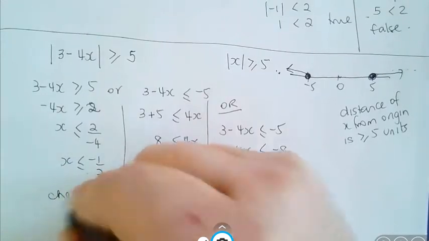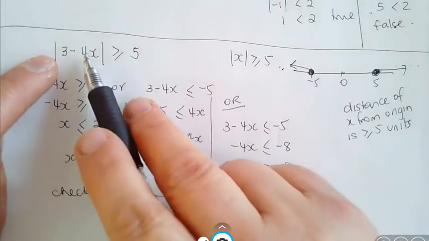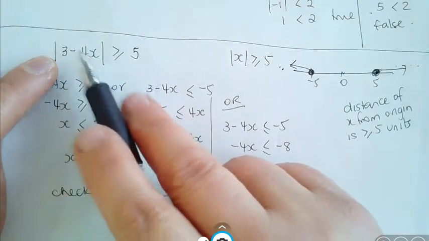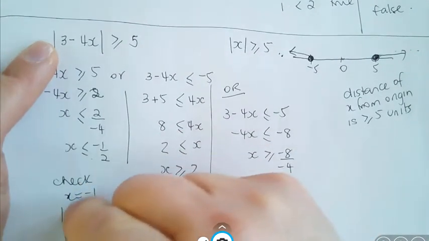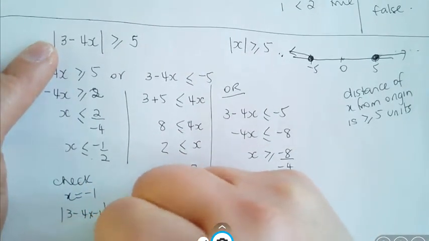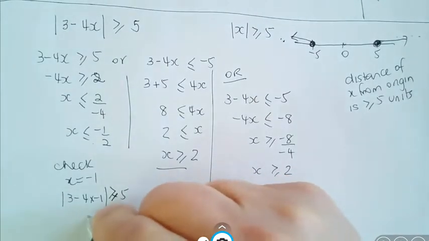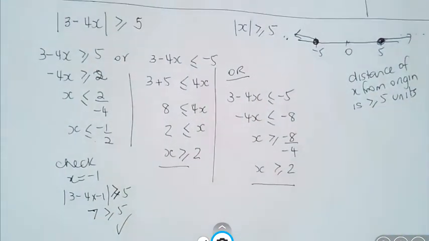Check. Yeah, x is -1. 3 minus 4 times -1. So 3 plus 4. 7 is greater than or equal to 5. So all good, okay? So are we good? 7. And that's good. And this one we did as well.